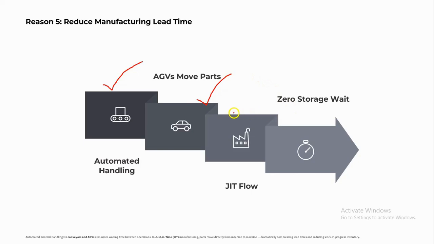Now the next one is JIT. JIT is the Japanese concept of just-in-time production flow. Based on this, we have the advantage of zero storage waste. We can know what all the things are inside our storage area or our warehouse. Based on this, we can control our manufacturing process. Hope all of you understood.